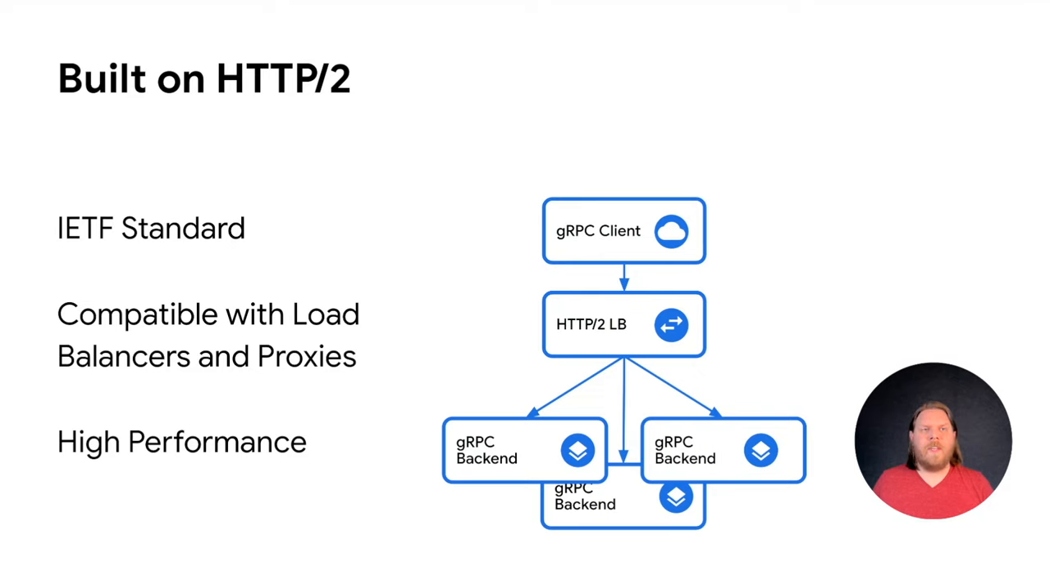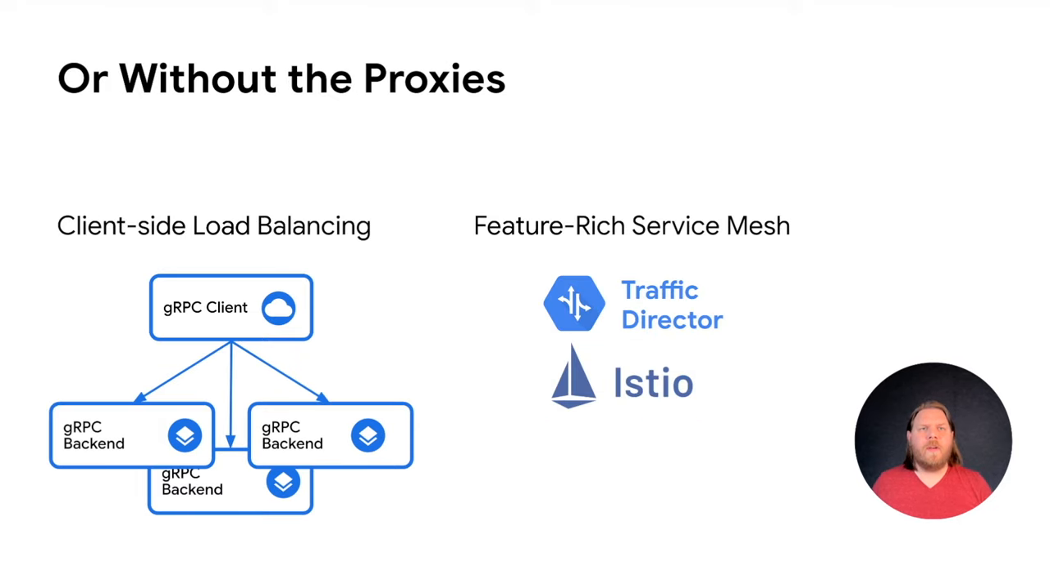gRPC is built on HTTP2, which is an IETF standard that makes it compatible with many load balancers and proxies. HTTP2 reduces the number of TCP connections, is binary, and includes header compression, all of which help make gRPC high performance, reduce latency, and make better use of resources. But gRPC also supports direct client-side load balancing, so when appropriate, it can run without the proxies, reducing the number of components to manage and increasing performance. This applies even with service meshes. gRPC has support to directly communicate with centralized configuration and service discovery servers like Istio and Google Cloud's Traffic Director that lets it participate in a mesh without the headache and cost of sidecar proxies.